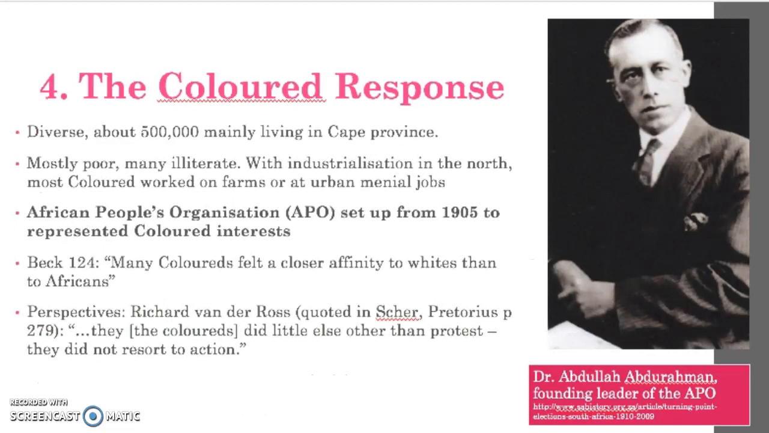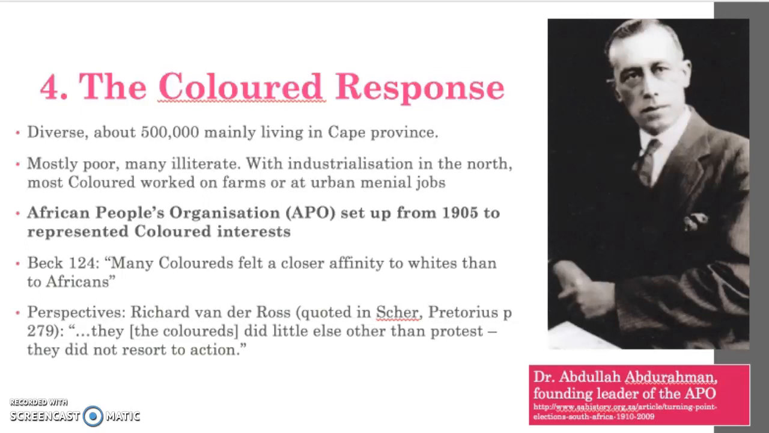The next group of people to have a look at and consider is another smaller group compared to the African response, which I'm going to have a look at finally. It is a diverse group of people living mostly in the Cape Province. Many of them are particularly poor. They're working as labourers on the farms there, on the wine growing as well, and many of them are illiterate.